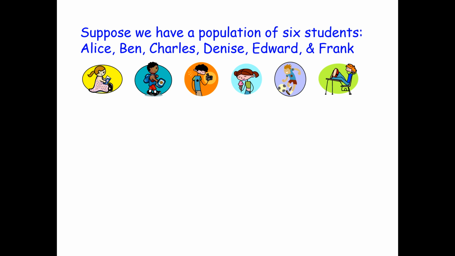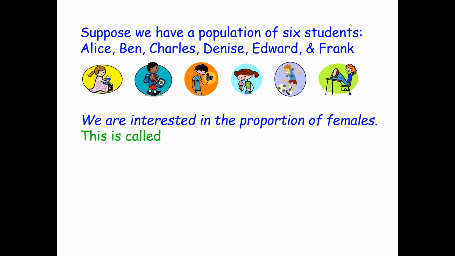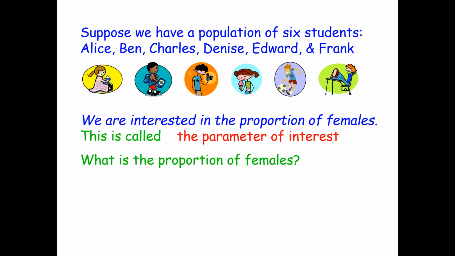So looking at an example, let's suppose that we have the population of 6 students: Alice, Ben, Charles, Denise, Edward, and Frank. We're going to keep the population small so we can find all of the possible samples of a given size. We're interested in the proportion of the population that is female, and this is called the parameter of interest. So what is the proportion of females in our population? How many females are there out of the total population? Here there are 2 out of 6, which reduces to 1/3.